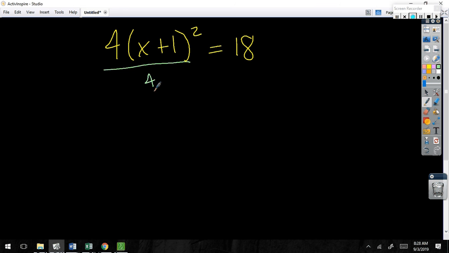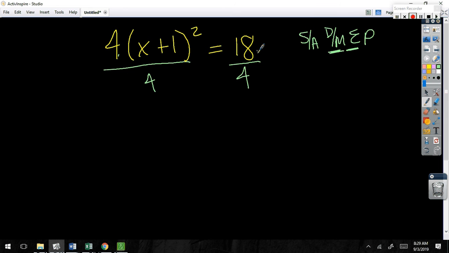Why did we divide by 4 first before we took the square root? Because this is parentheses, inside parentheses comes last, right? And multiplication and division come before we take care of exponents. Okay? Now, if you square rooted first and you changed that to 2 times x plus 1 equals the square root of 18, that's okay. You didn't do that either? Okay. It's best just to divide by 4 first.